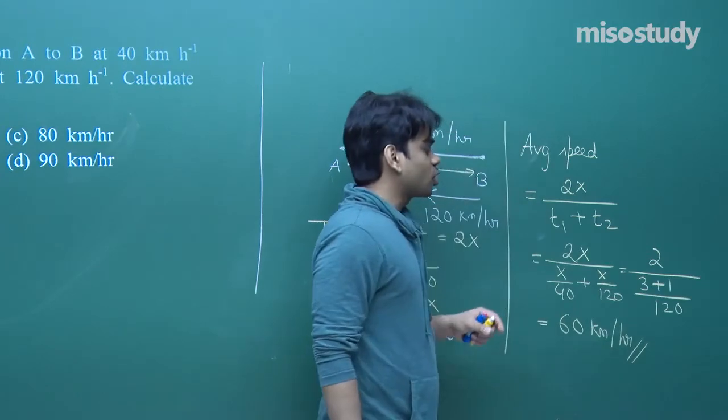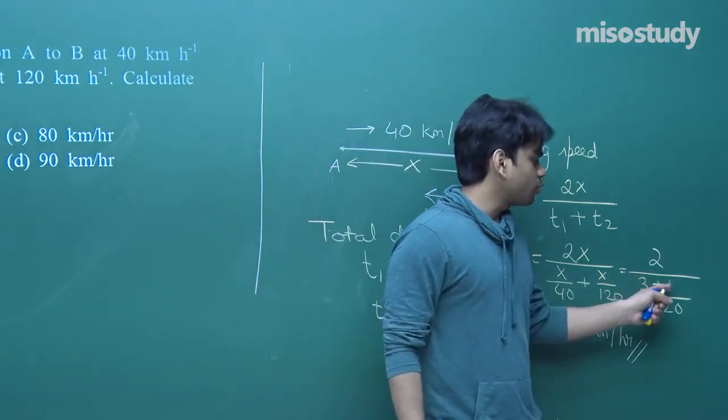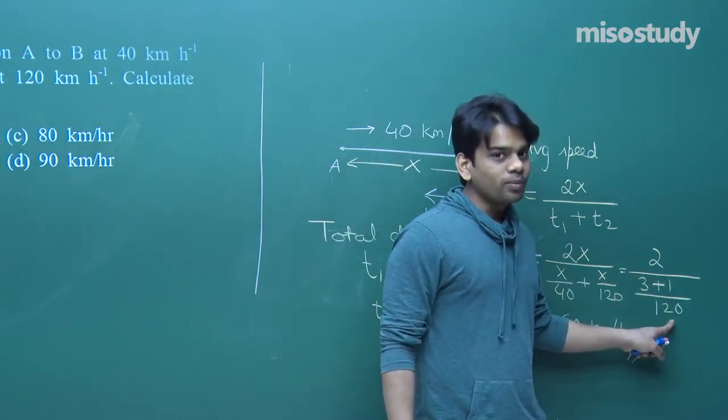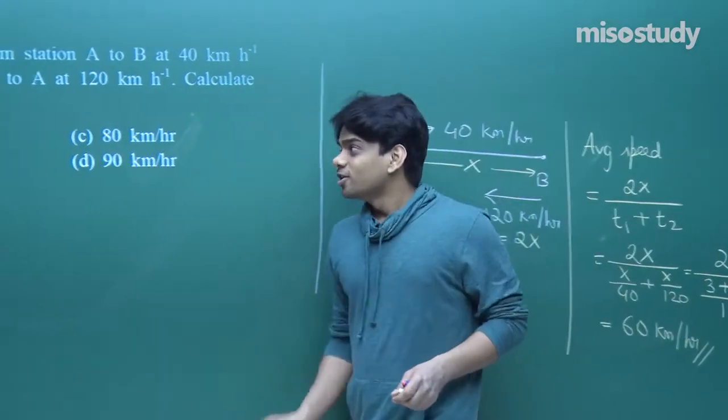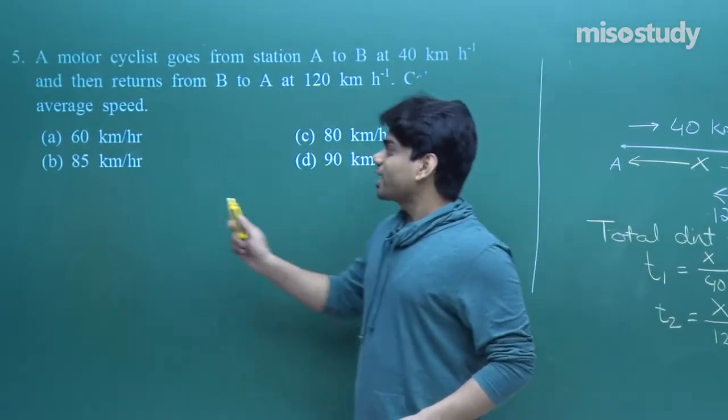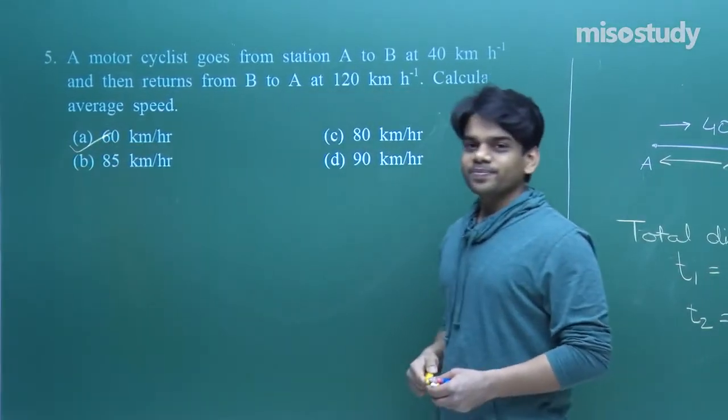So the right answer is 60 km per hour. This is how you have to choose. 3 plus 1, 4. 4 upon 120 will give you 1 upon 30. 30 into 2 you will get 60 km per hour. So the right answer is not 80, rather it is 60 km per hour.